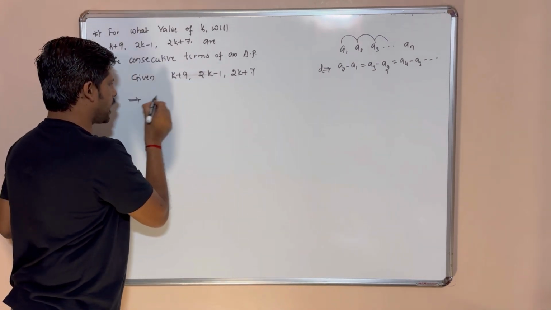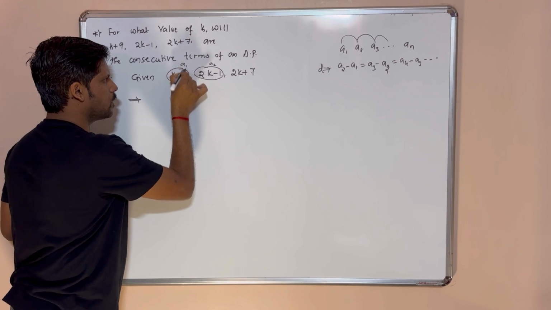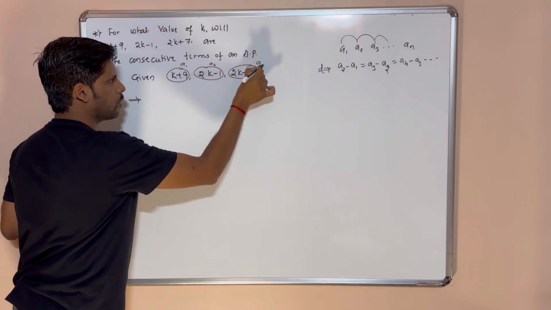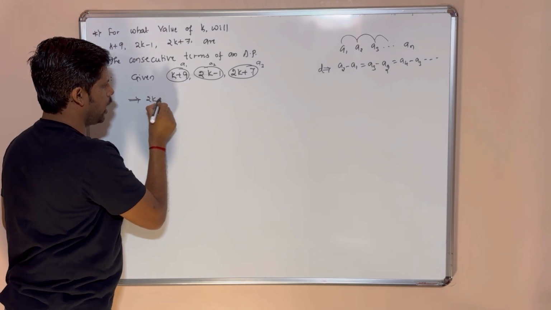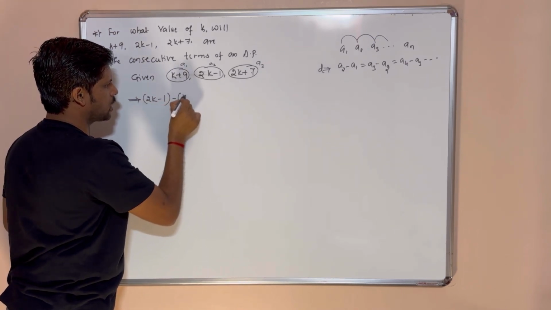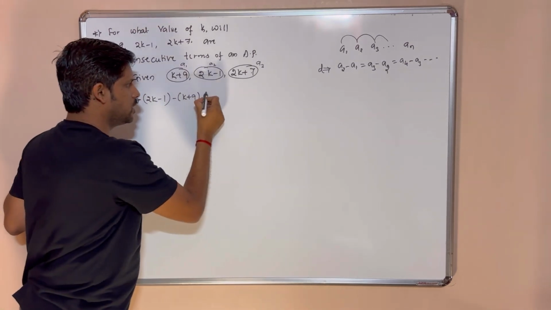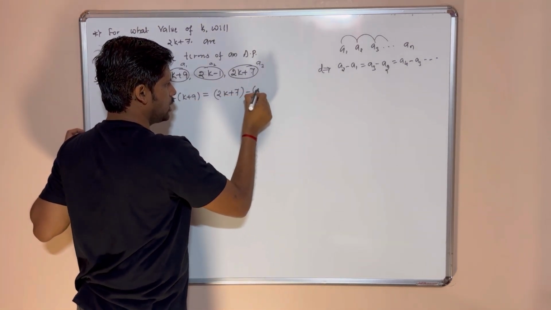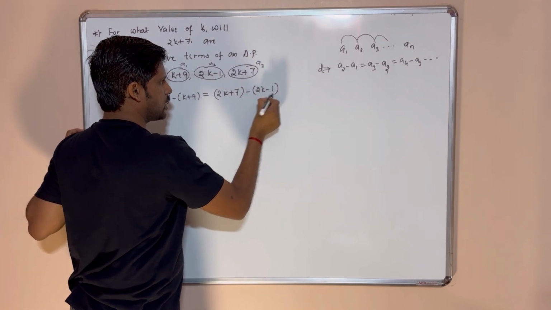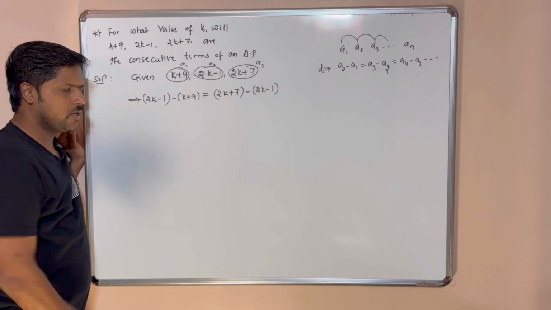This is our second term. This is our first term and third term. Right? Second term minus first term, that is 2k minus 1 minus k plus 9. Second term minus first term is equal to third term minus second term. Now simplify this one, you will get the k value.